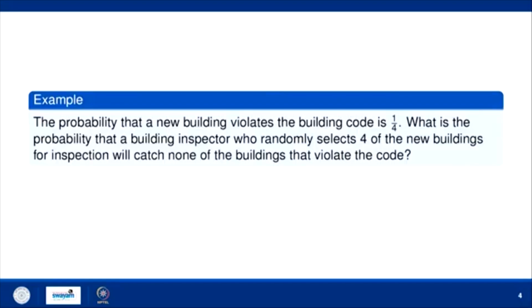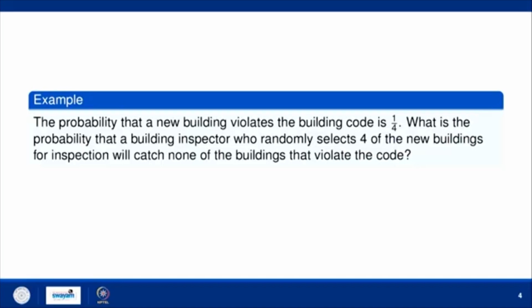Okay. So, let us discuss this example. This example is based on binomial distribution. The probability that a new building violates the building code is 1 by 4. What is the probability that a building inspector who randomly selects 4 of the new buildings for inspection will catch none of the buildings that violate the code?